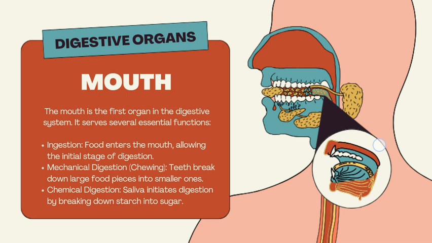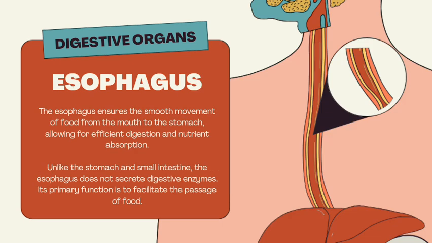Okay, so the esophagus is the next one. The esophagus ensures the smooth movement of food from the mouth to the stomach. I'll describe it as a connecting tube, allowing for efficient digestion and nutrient absorption. Unlike the stomach and small intestine, the esophagus does not secrete any digestive enzymes, and its primary function is to facilitate the passage of food.